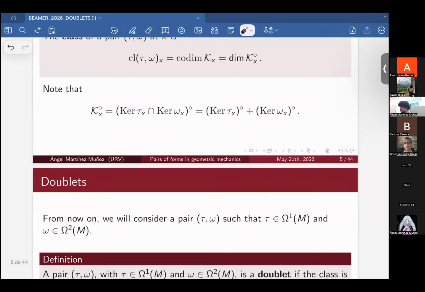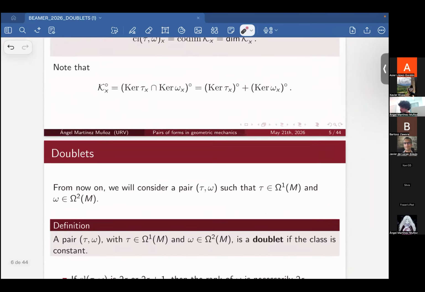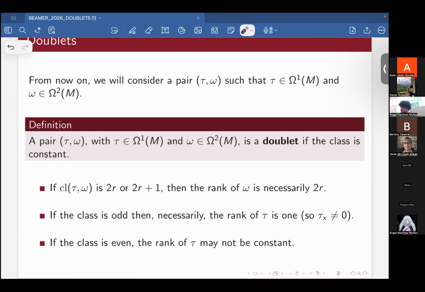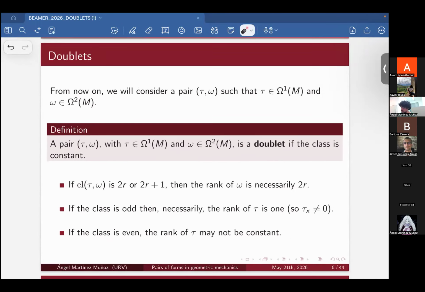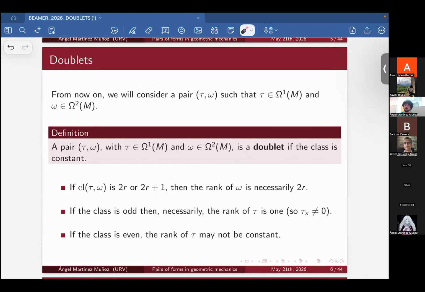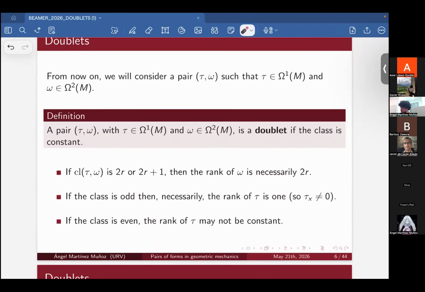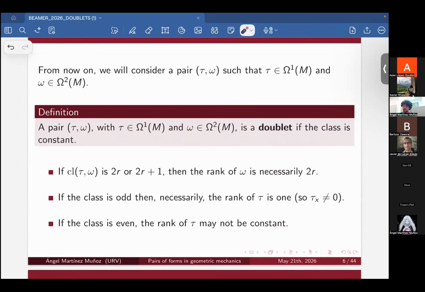So yes, I comment here, from now on, we will just consider a 1-form and a 2-form. Even though these definitions work for general forms, we will restrict ourselves to a 1-form, which I will call tau for the rest of the presentation, and a 2-form, which I will call omega. And we give this definition, which is what Asier commented just now: a pair is a doublet if the class is constant. The class being constant is equivalent to the characteristic distribution being regular, right? Being a regular distribution.